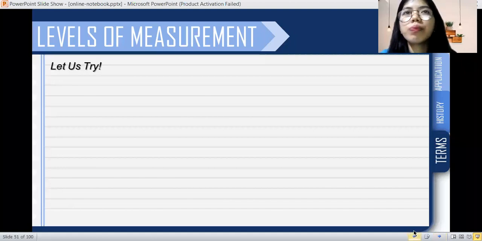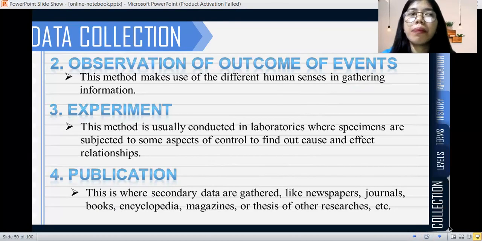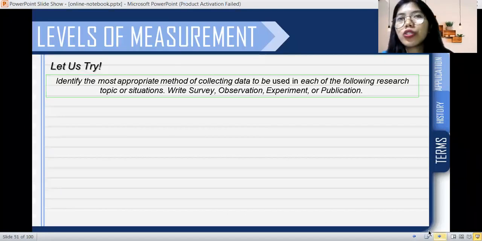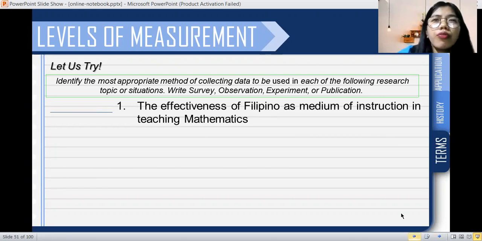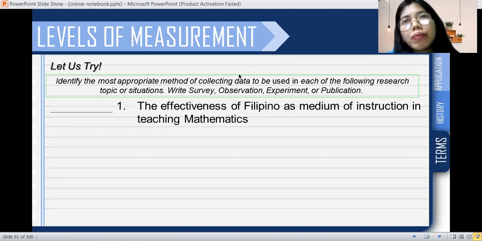So that is the four methods of data collection. Now, let's try again. Again, you can pause this video to answer this part. Identify the most appropriate method of collecting data to be used in each of the following research topics or situations. Survey, observation, experiment, or publication.